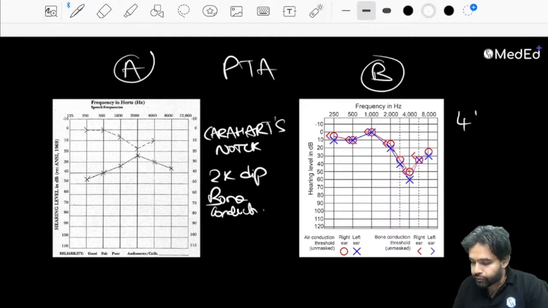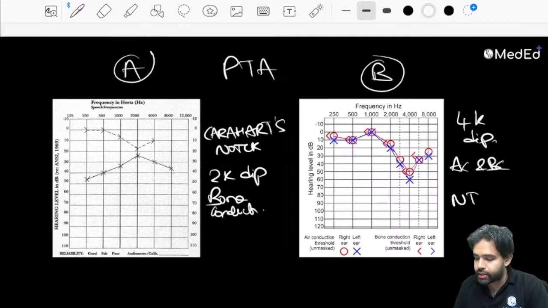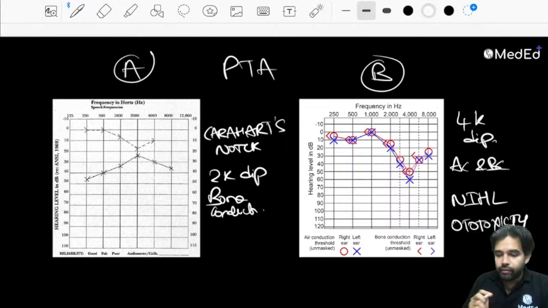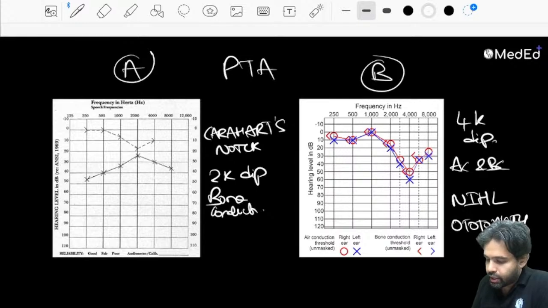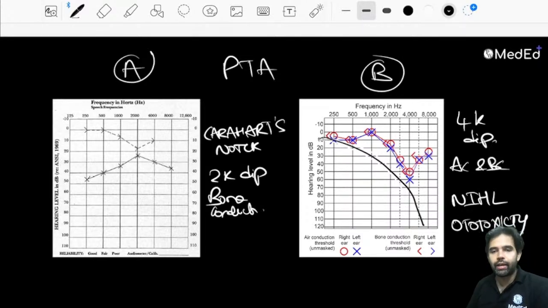But when there is a 4K dip in both air conduction and bone conduction, that is noise induced hearing loss, also seen in ototoxicity. Whereas if you are talking about presbycusis, which is just sensorineural hearing loss, you will see this kind of sloping hearing loss.